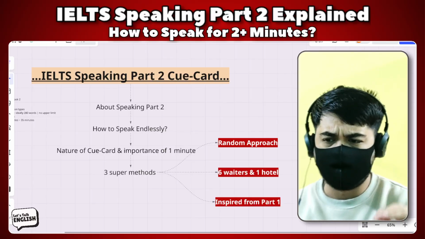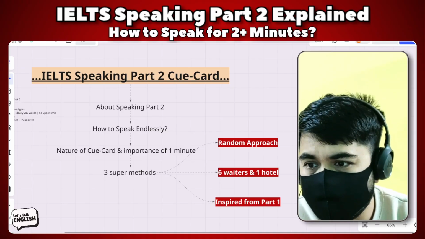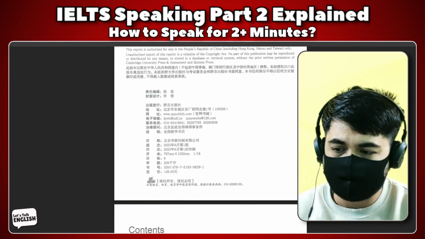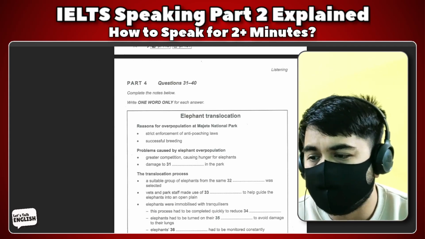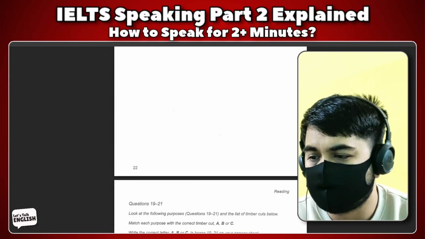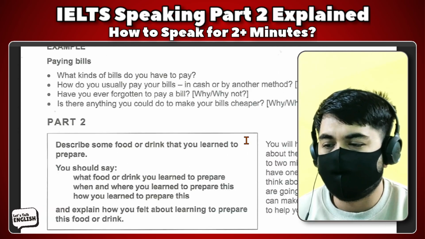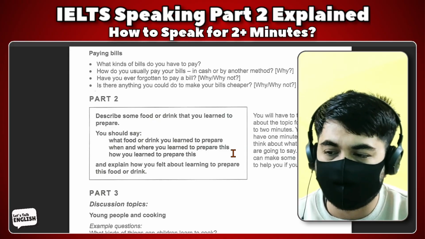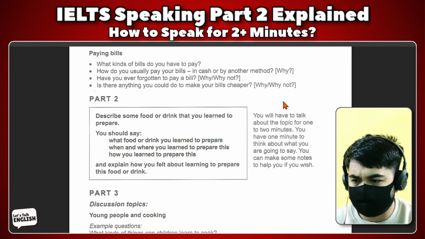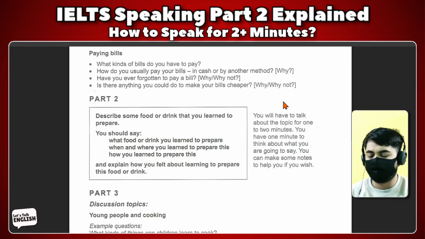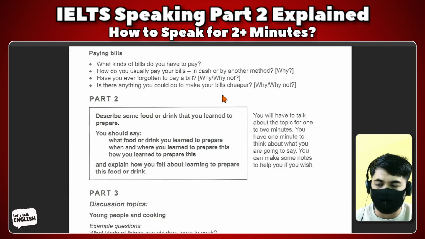So let's get started. First of all, let me take you to how a speaking part 2 looks. If you all have been through this, we are looking at IELTS Cambridge Book 18, and I'm going to take you directly to the speaking test. And this is what your cue card looks like. I hope it's comfortably visible. So, yes, we are now talking about speaking part 2.